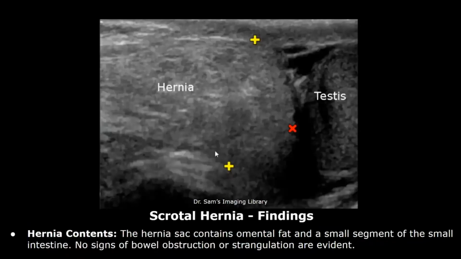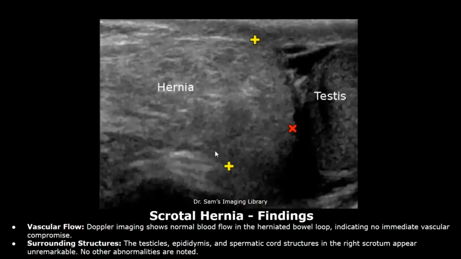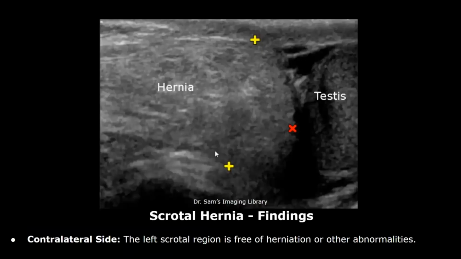Hernia contents. The hernia sac contains omental fat and a small segment of the small intestine. No signs of bowel obstruction or strangulation are evident. The vascular flow is normal and the surrounding structures are unremarkable. The contralateral side is normal.